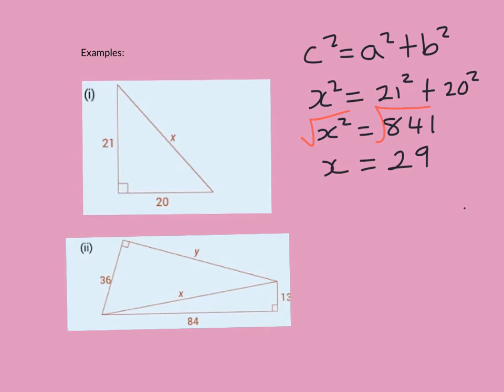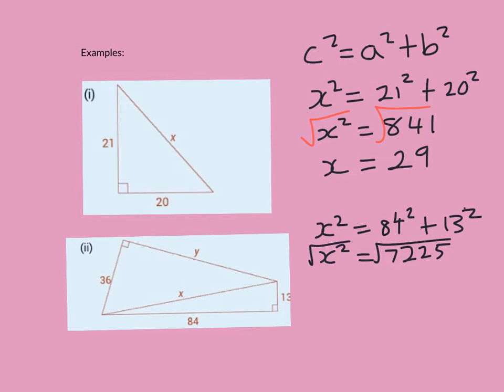Okay, for the second question then, first of all I'm going to have to work with this triangle here, and I'm going to use my formula. So my c squared again in this case is x squared, which is equal to 84 squared plus 13 squared. And that gives me that x squared is equal to 7225. And again, I'll have to square root both sides to get x by itself. And when I square root that, it's equal to 85.